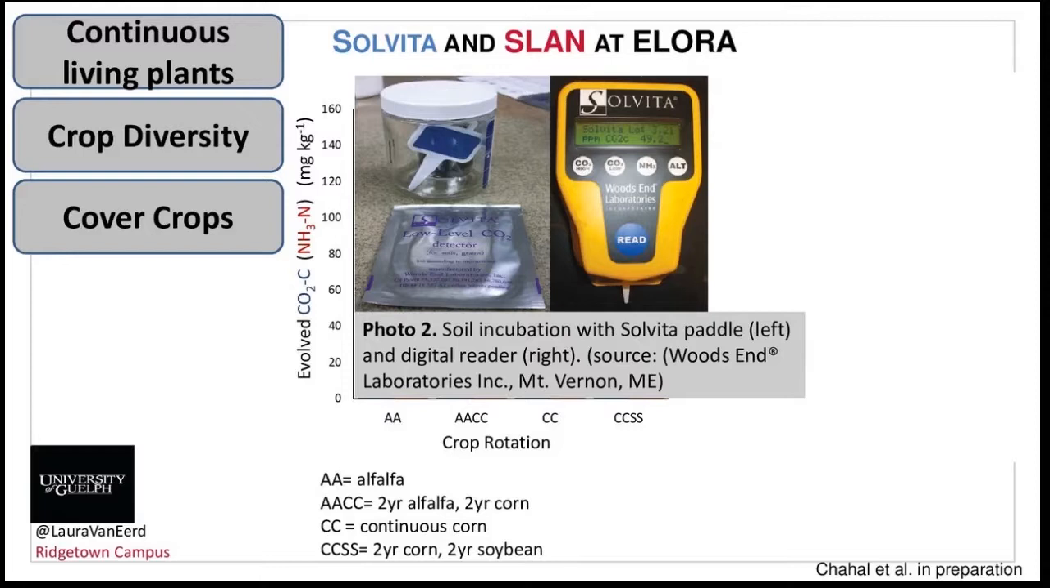Okay, so the pictures here, this is an incubation study, 24 hours, where you put your soil in with some moisture and you measure carbon dioxide and ammonia that's come off. There's a little paddle in your vial, and then there's a color change and you read it on the meter that's shown there. So Solvita and SLAN are commercially available tests. And again, the higher the value, the greater the soil health. And the thought there is that with healthier soil, you can have more microbial activity, more access to available carbon, to active carbon. All right, so that's the background.